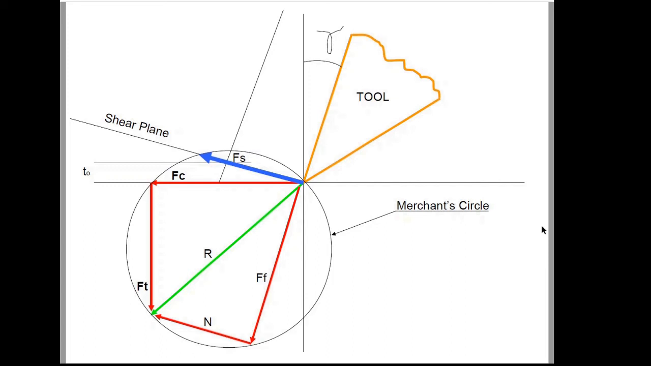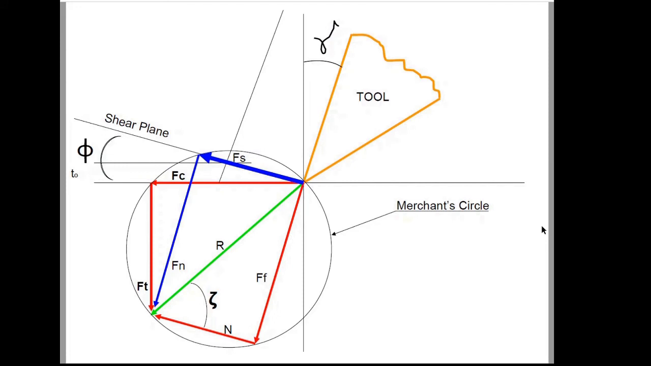Next, we have to draw the normal to the shear force. We can draw the normal to the shear force from the tip of the shear force vector. The normal to the shear force Fn is marked.